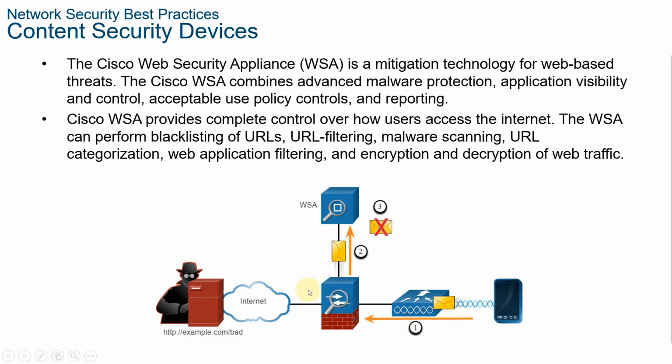From the figure here, a user attempts to connect to a website. The firewall forwards the website request to the WSA. The WSA evaluates the URL and determines that it is a blacklisted site. So the WSA discards the packet and sends an access denied message to the user.